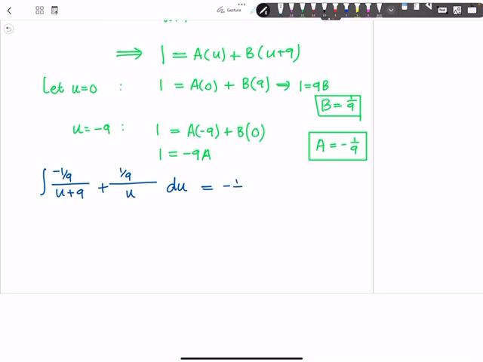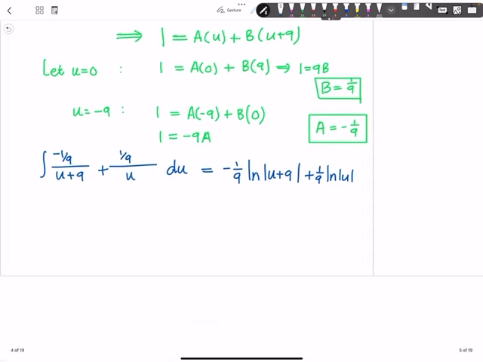So we can perform the integration. Negative 1 over 9 is a coefficient, hold it over. The integral of 1 over u plus 9 du is equal to the natural log of the absolute value of u plus 9, plus 1 over 9 times the natural log of the absolute value of u. All right, let's plug back in.